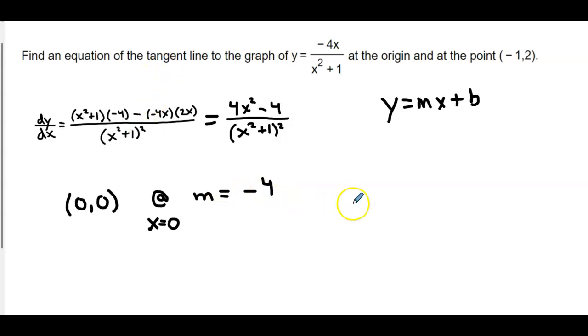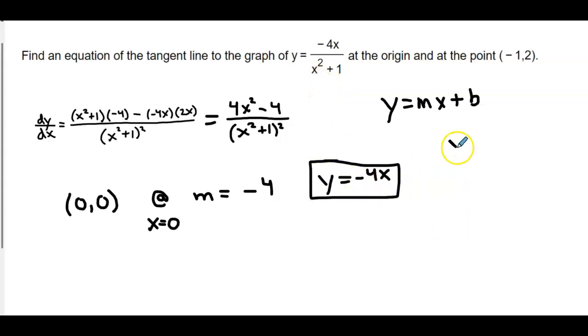So we have y equals negative 4 is our m, x, and then this b is the y-coordinate of the y-intercept. We know we're dealing with the y-intercept when we have an x value of 0. In this case, when x is 0, y is also 0, which means the y-intercept is 0. So this is actually the equation of the tangent line at the origin.